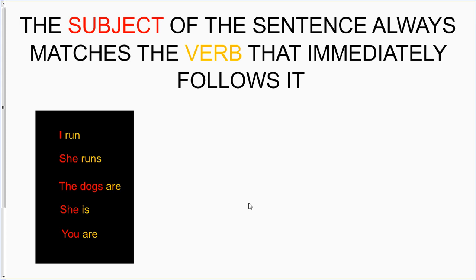So, the subject of the sentence will always match the verb that immediately follows it. And this is a theme throughout this: red for subjects, yellow for verbs. So, I run, she runs. The dogs are, she is, you are. So it's going to be like, I run to the store, she runs on the track. The dogs are small, she is bold, you are smelly. All of these things have to match.